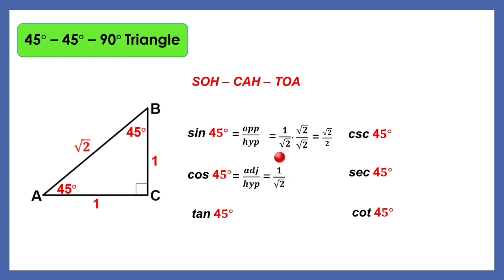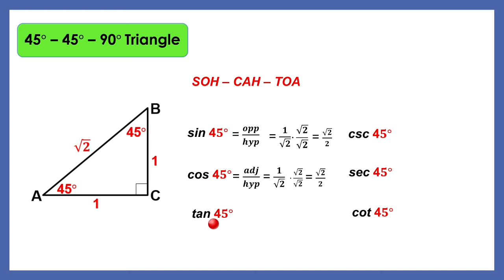So, parehas lang kanina sa sine 45. Ira-rationalize natin, multiply natin by square root of 2 over square root of 2. The same din ang ating makukuha. 1 times square root of 2 is square root of 2. Square root of 2 times square root of 2 is 2. So, ang value ng sine 45 at cosine 45 is the same.